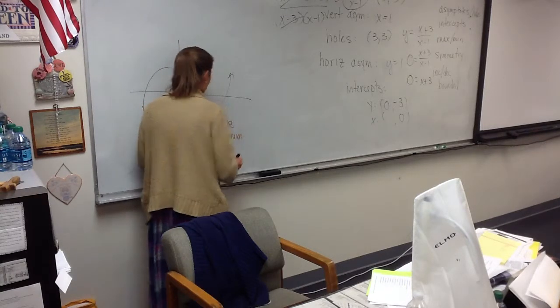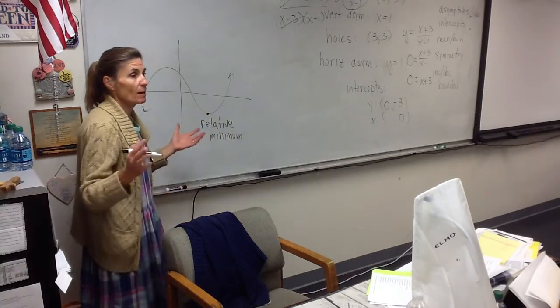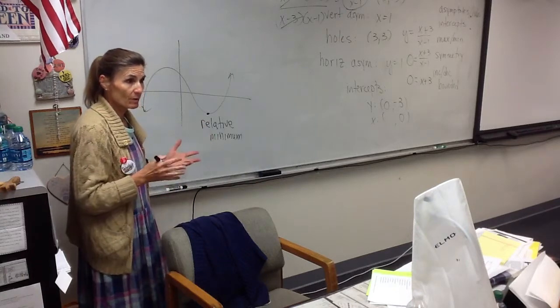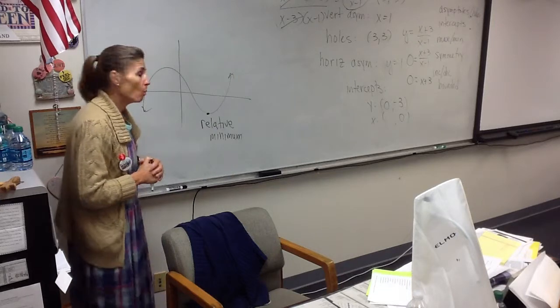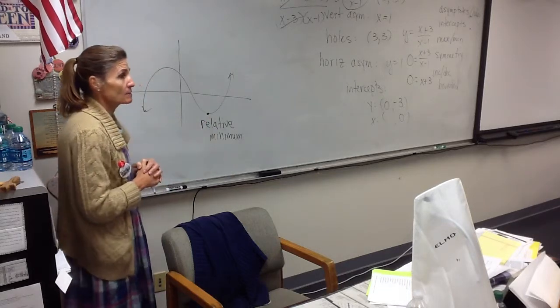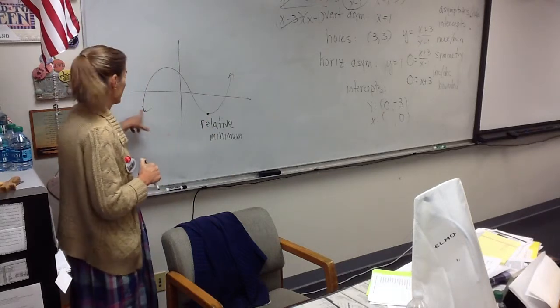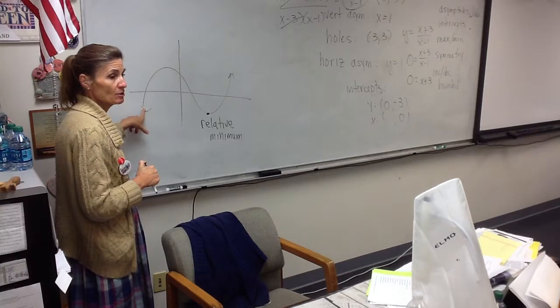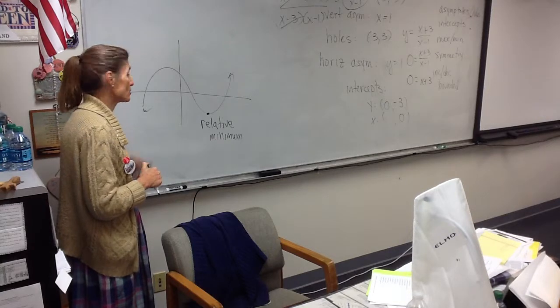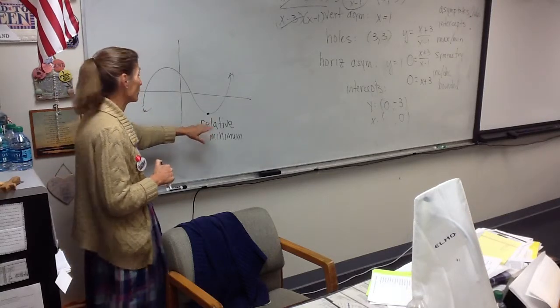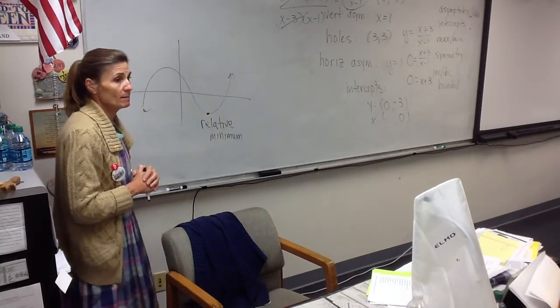Do you know why that point is a relative minimum? Because it's the bottom of a valley, right? It is not the absolute minimum. Why is that point not the absolute minimum? See this right here? He's going down, down, down forever, right? So these points are going to be lower than that one, but this is called a relative minimum.